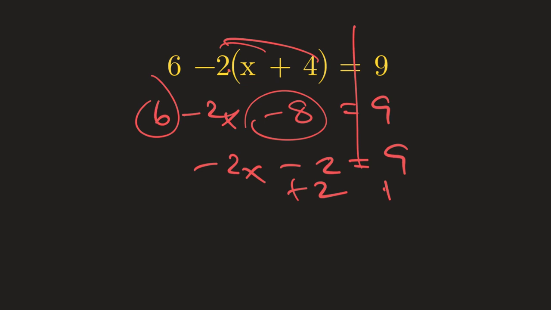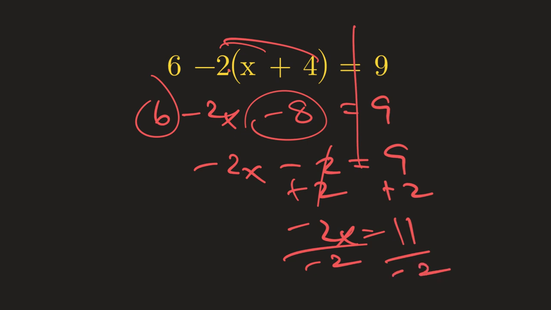Add 2. Good. 9 plus 2 is 11. And what's the last step? Divide by? Beautiful. Divide by negative 2. X equals negative 11 over 2.